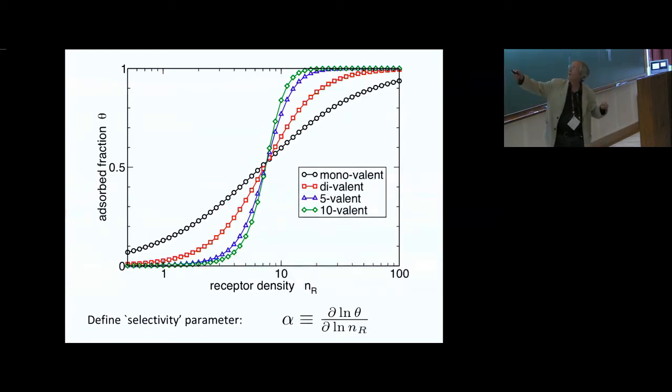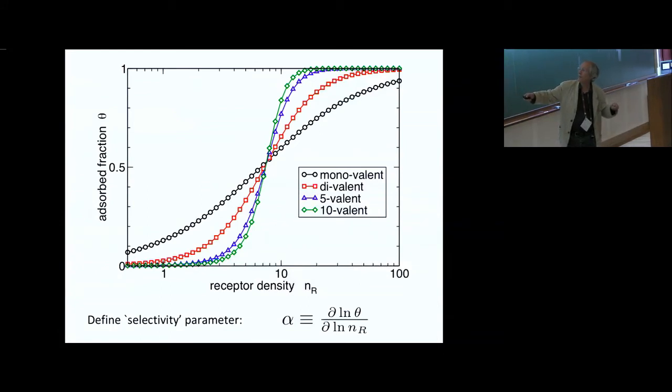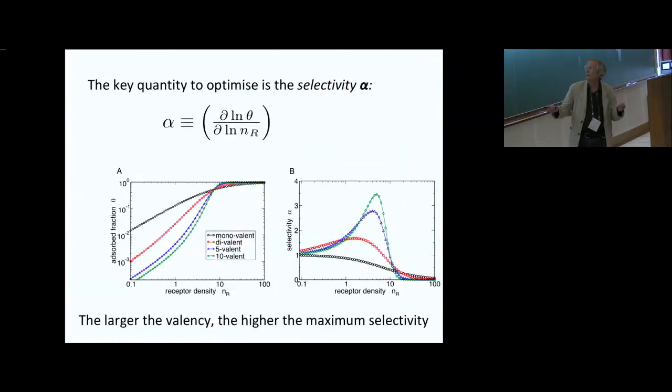If you bind only one, you have to change the receptor density by a factor of 100 to go from here to there. If you have only 10, not a huge number, you see that by changing the receptor density by a factor of 3, you can distinguish. So you can really distinguish cells that you want from cells you don't want. And this is actually a measure for the selectivity that I don't want to go into, but you can show that you can make things very sensitive to the receptor density.